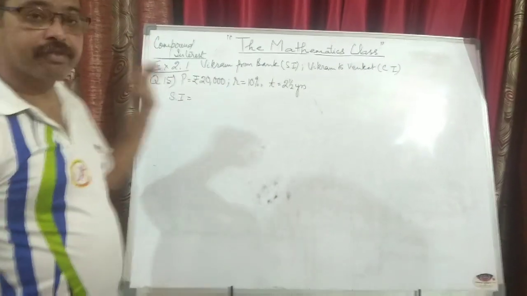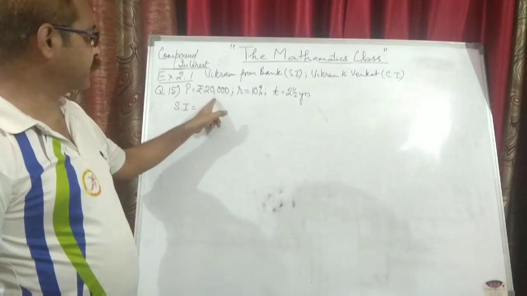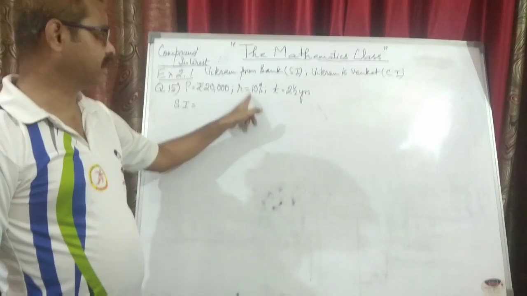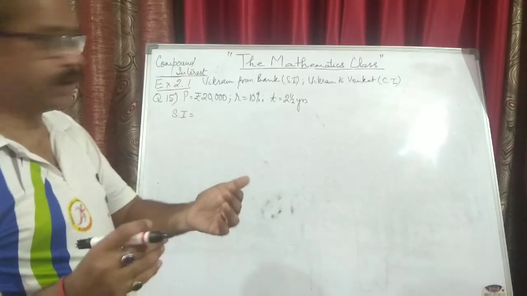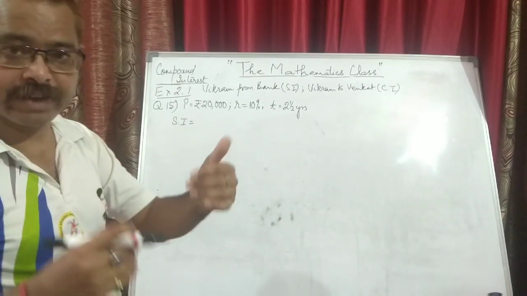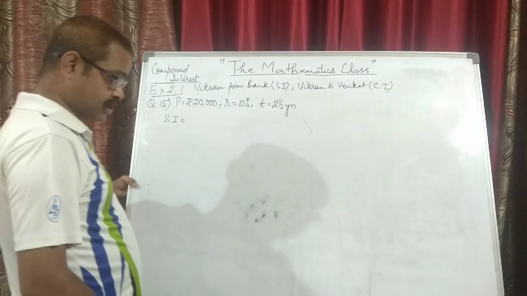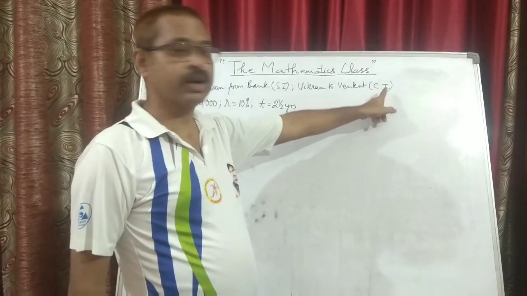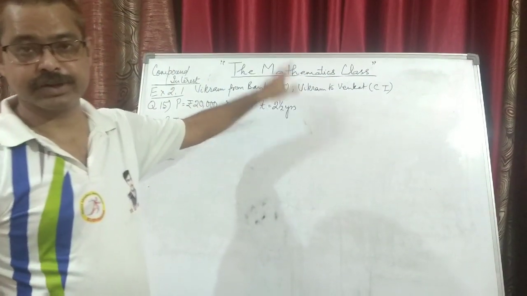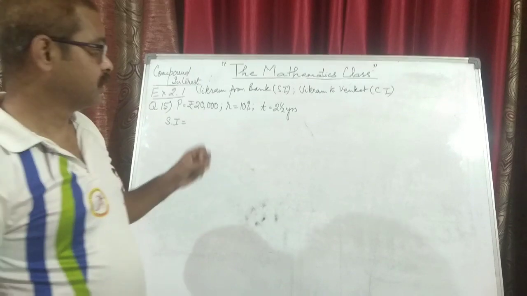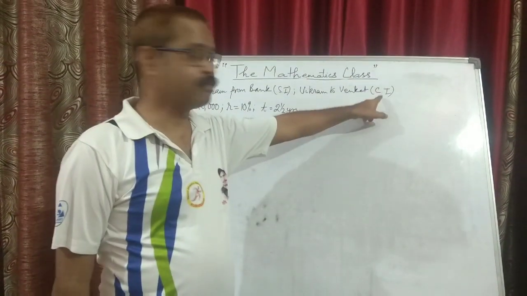Question number 15. In this question it says that Vikram borrowed 20,000 from a bank at 10%, and he took this complete 20,000 and gave it to his friend Venkat. Vikram says that he will be charging him on compound interest, whereas he took the money from the bank at simple interest. So you have to find the amount earned by Vikram while he charged compound interest.